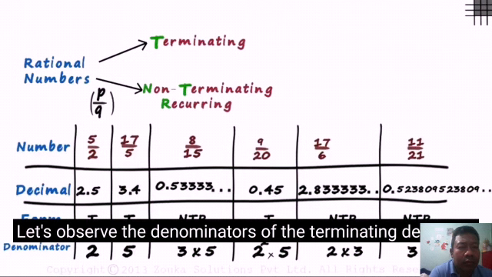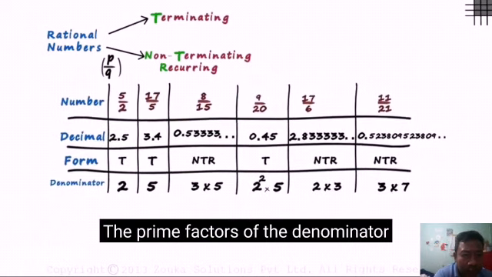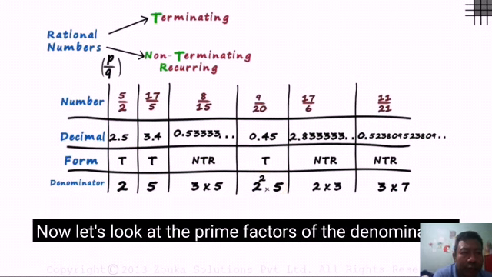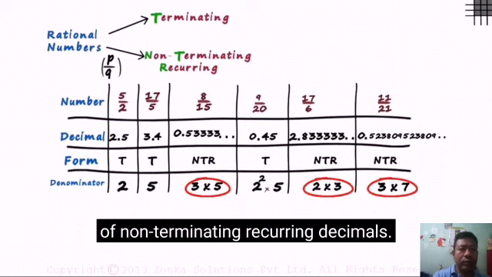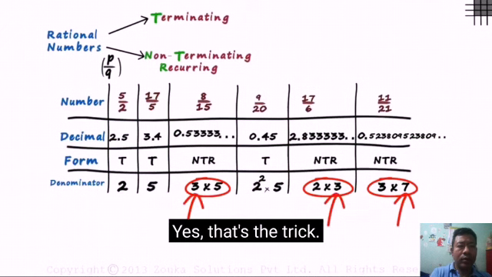Let's observe the denominators of the terminating decimals. The prime factors of the denominators are 2, 5, 2 and 5. Now let's look at the prime factors of the denominators of non-terminating recurring decimals. They have numbers other than 2 and 5. Here we have 3, 3, and another is 7. Yes, that's the trick.